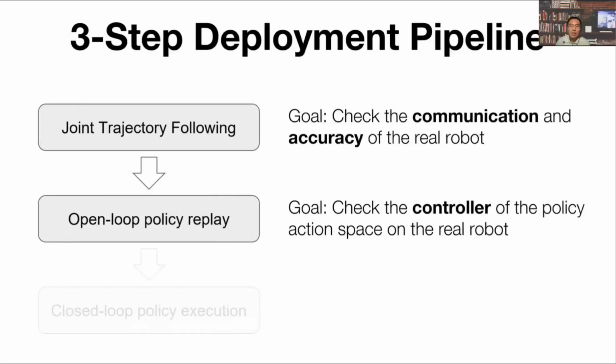The second step is open-loop policy replay. The goal of this step is to check the controller of the policy action space on the real robot. While the joint position controller is sufficient for tasks in static scenes, using other action spaces and corresponding controllers, such as Cartesian position control, velocity control, and variable impedance control, may lead to faster or more stable policy learning and better performance.